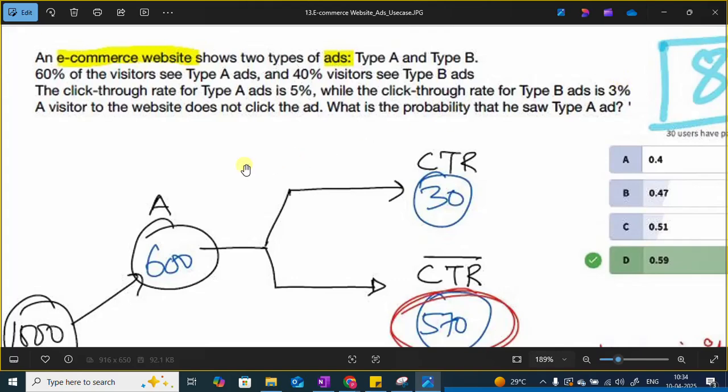Now, the question is, a visitor to the website does not click the ad. What is the probability that he saw a type A ad? Clear? Now try to solve.